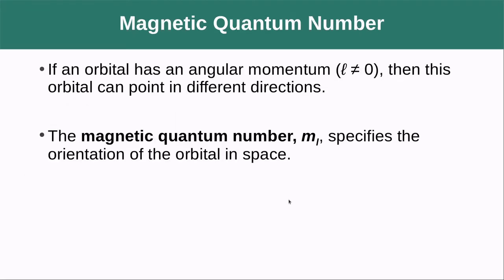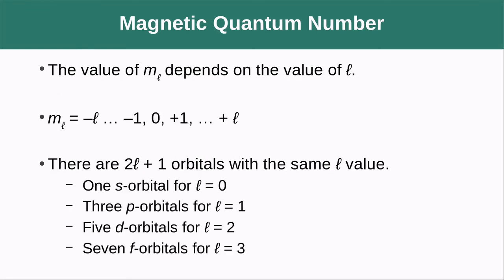The next quantum number is the magnetic quantum number. If an orbital has an angular momentum of L not equal to 0, then this orbital can point in different directions. The magnetic quantum number m sub L specifies the orientation of the orbital in space. The value of m sub L depends on the value of L, and it varies from negative L all the way up to positive L. And there are 2L plus 1 orbitals with the same L value.